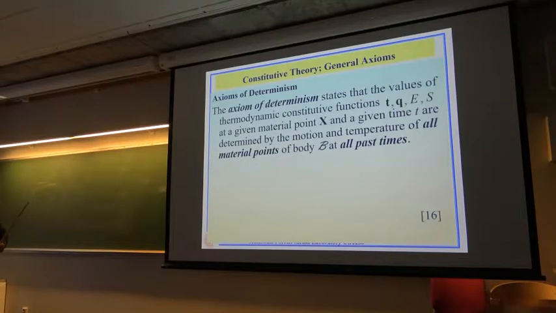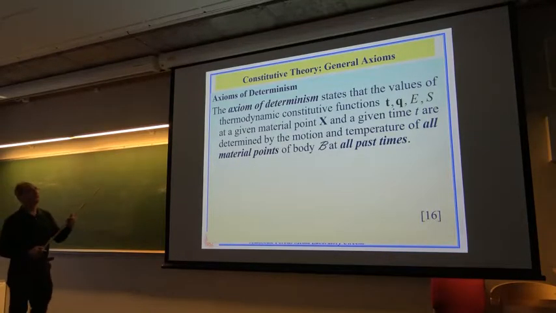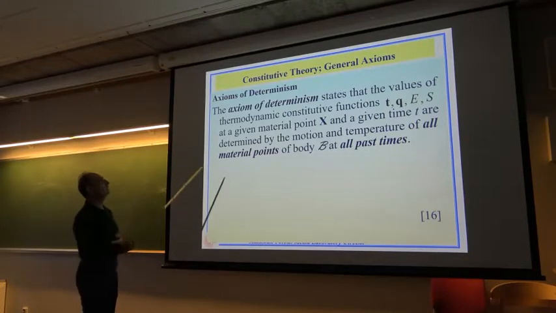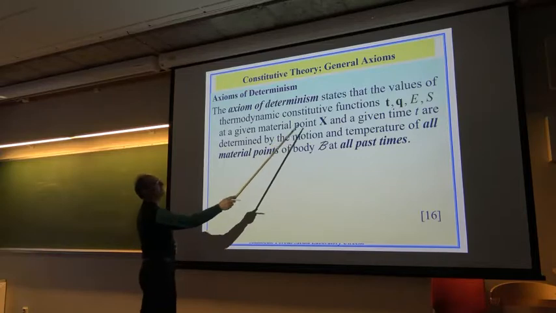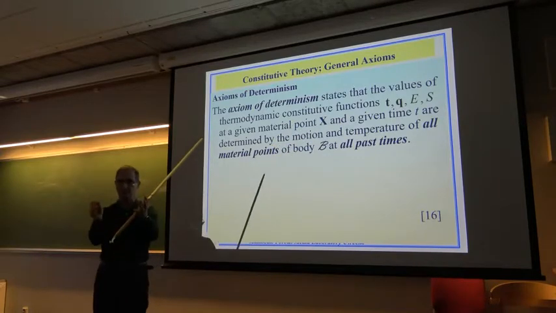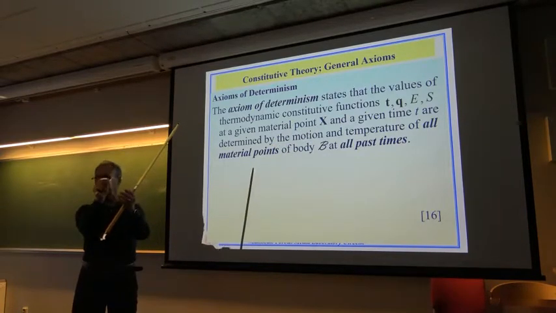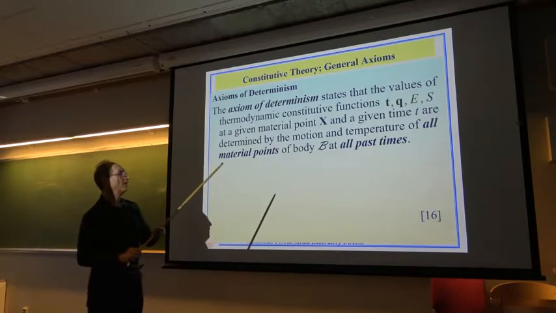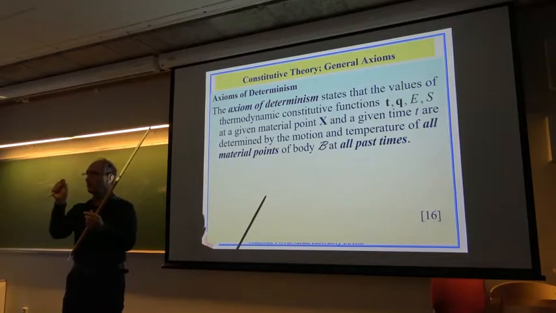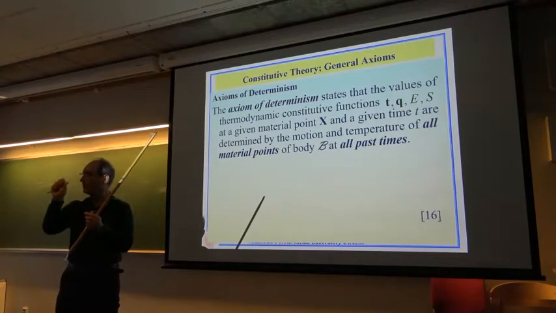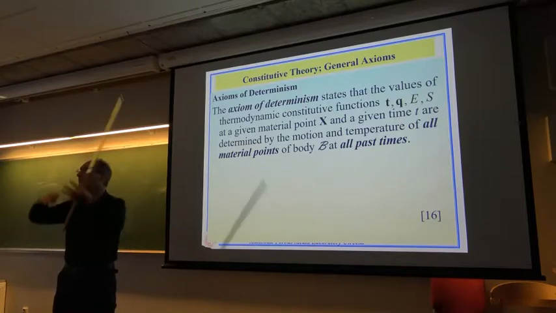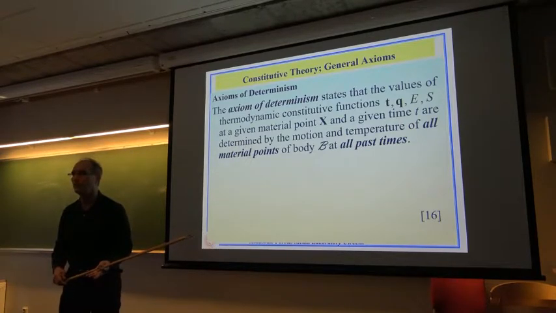Okay, so then this is the axiom of determinism. This is also a very strong axiom. It says that those effects at any given material point, so here I have my material, at time 0, there is a coordinate, any point of that you take, what happens to that point is a function of motion of that point, temperature of that point, but also motion of all the other points of the body, and the temperature of all the other points of the body.